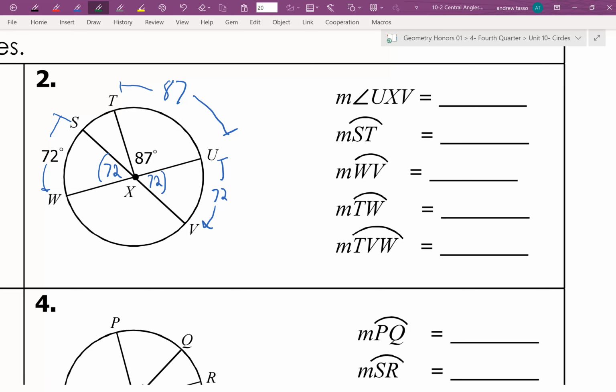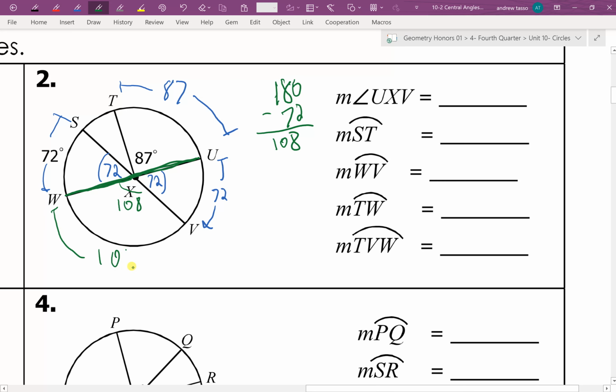So from here, I can do a few things, but my first move would be the following. This line is representing a diameter of the circle, which means that here I have to have 180 degrees. So far I only have accounted for 72 degrees, so that leaves 108 for the left-hand side over here. And since that angle is 108, the arc would also be 108. Okay.